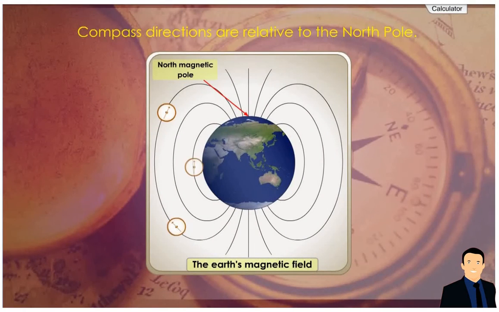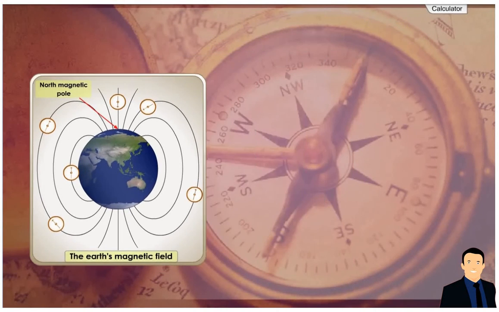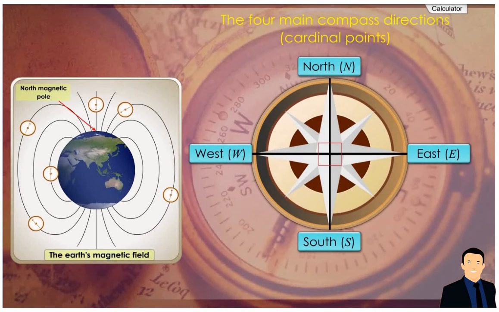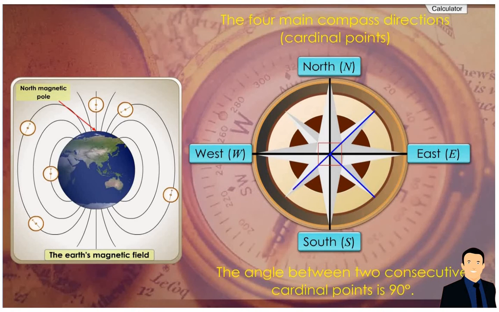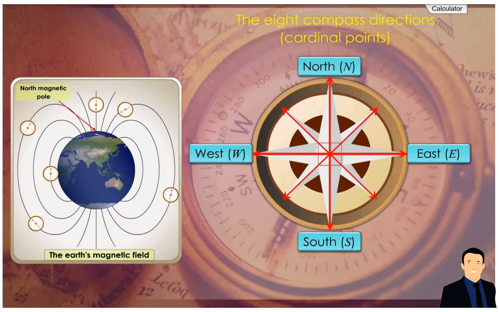Compass directions are relative to the North Pole. The 4 main compass directions or cardinal points are north or N, south or S, west or W, and east or E. Notice that the angle between 2 consecutive cardinal points is 90 degrees. The angle between each 2 cardinal points can further be divided equally to get 4 more cardinal points. So in total, there are 8 cardinal points or 8 main directions on a compass.